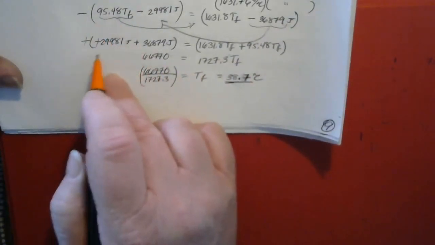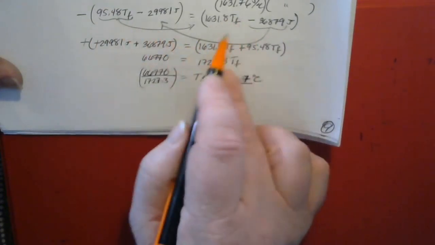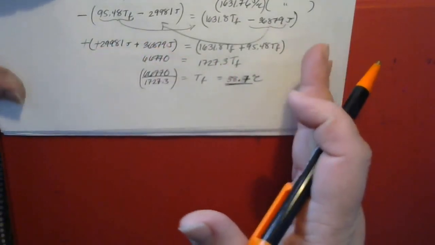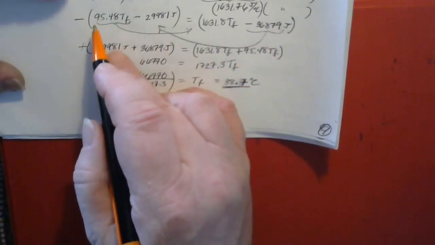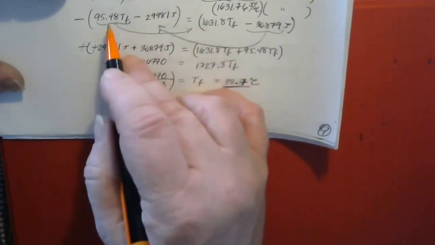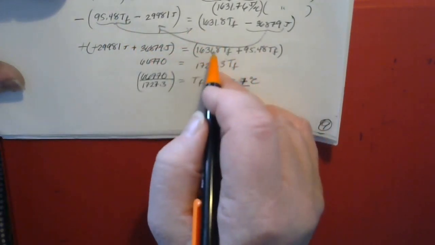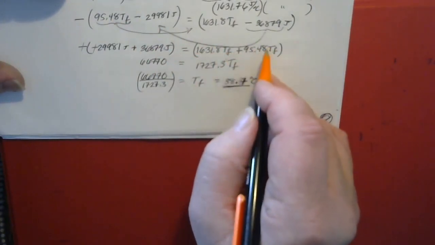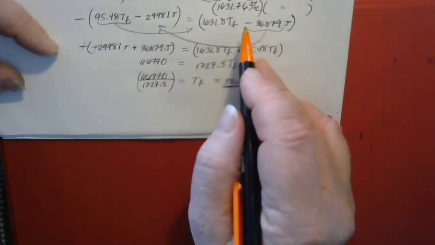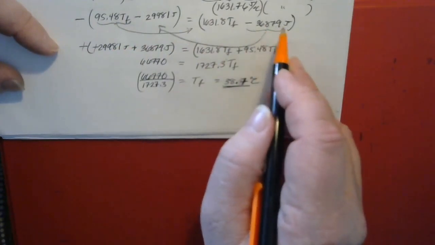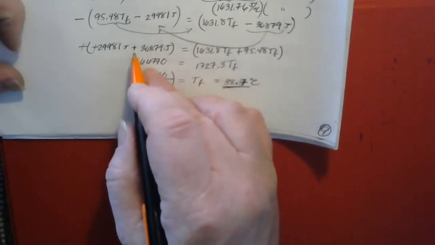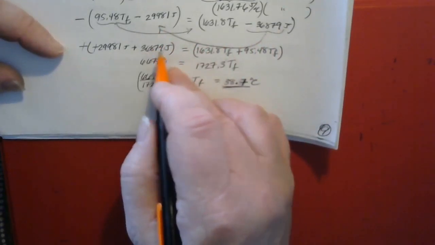All right, let's see now. What you do then is get the terms that just involve numbers on one side of the equation and terms that involve TF on the other side of the equation. So if we take the negative 95.48 TF over to the right-hand side of the equation, we end up with 1631.8 TF plus 95.48 times TF. And if we take the negative 36,879 on the right-hand side of the equation, move that to the left, the sign changes, so it will now be plus 36,879.